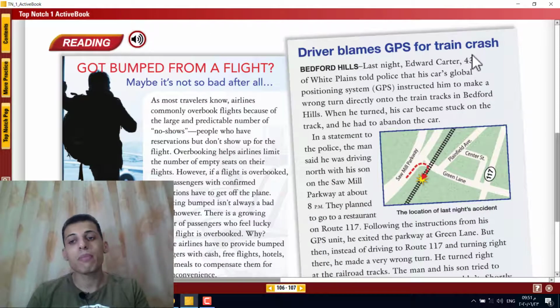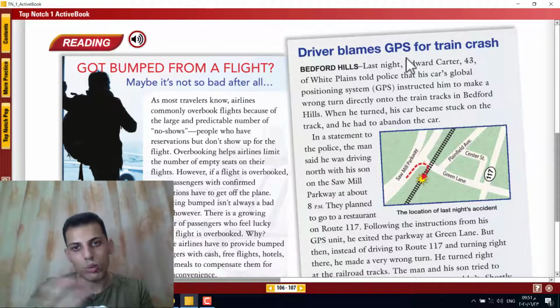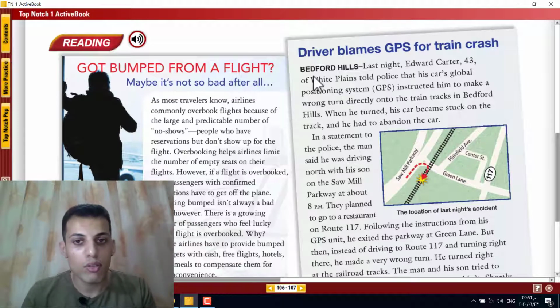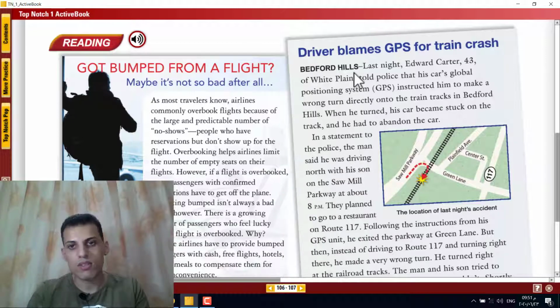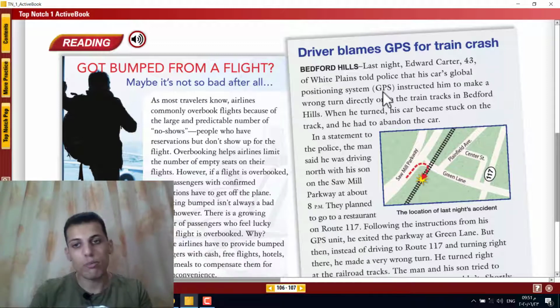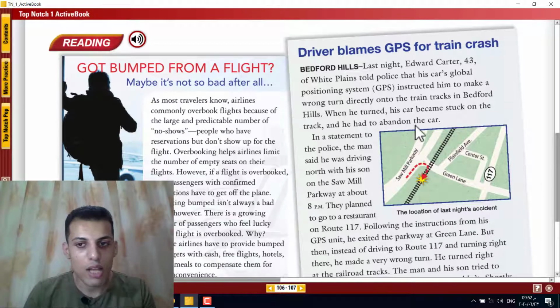Driver blames GPS for train crash. We have another topic here. Bedford Hills, this is a city. Last night, Edward Carter, 43, of White Plains, told police that his car's global positioning system, GPS, instructed him to make a wrong turn directly onto the train tracks in Bedford Hills, where his car became stuck on the track and he had to abandon the car.